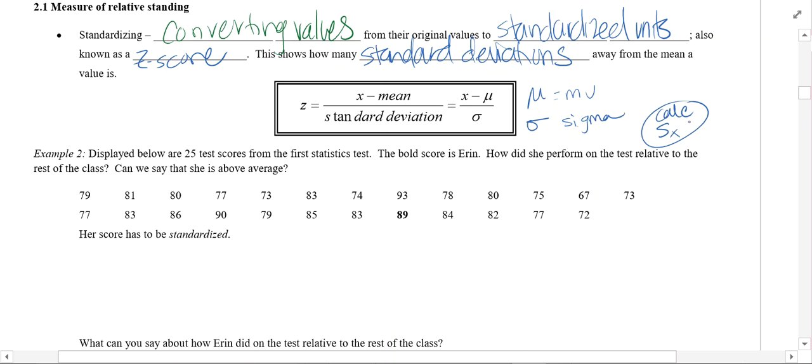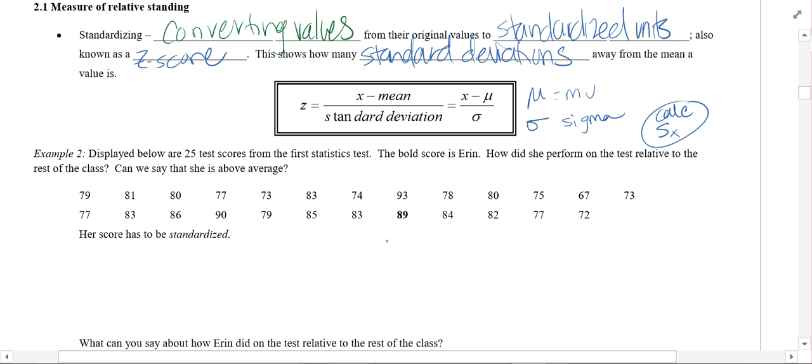Displayed below are 25 test scores from the first statistics test. The bold score is Erin. How did she perform on the test relative to the rest of the class? Can we say that she was above average? Her score has to be standardized, which means we have her score, but we need to know the mean and the standard deviation.